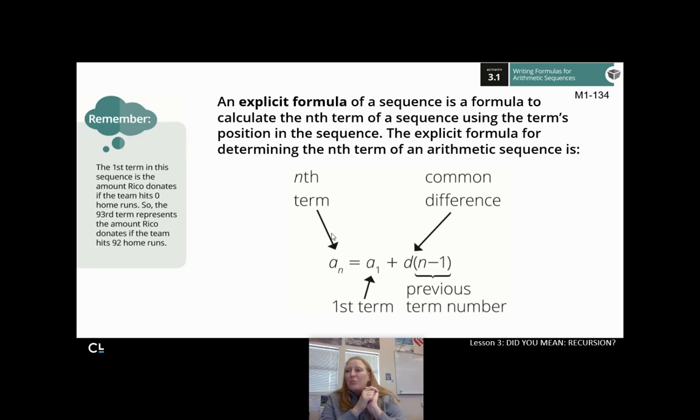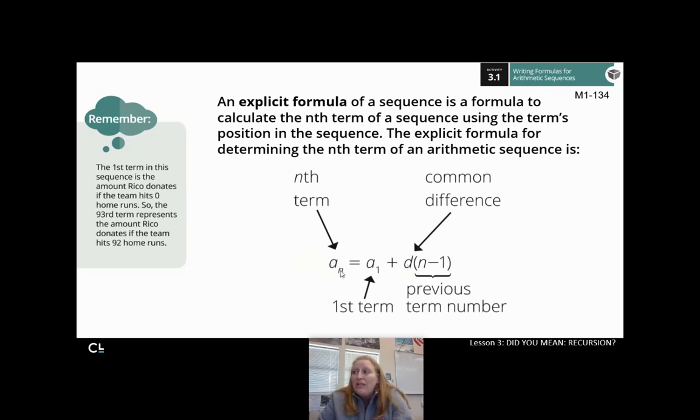But we said that wasn't very practical if I was looking for, say, the 93rd term, which is just difficult and a lot of work and a big table. So this one works a little differently. It uses its position n to help us. So what you actually need is the first term, a sub 1, and your common difference. If you have those things as well as knowing what term you're looking for, you're doing pretty good.